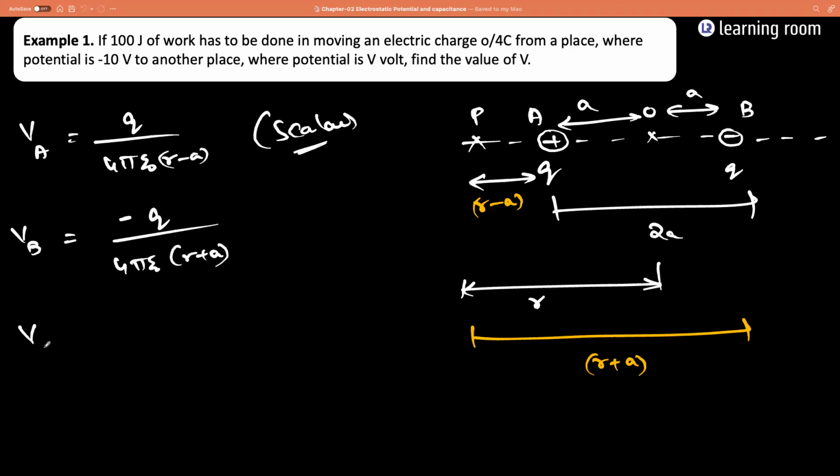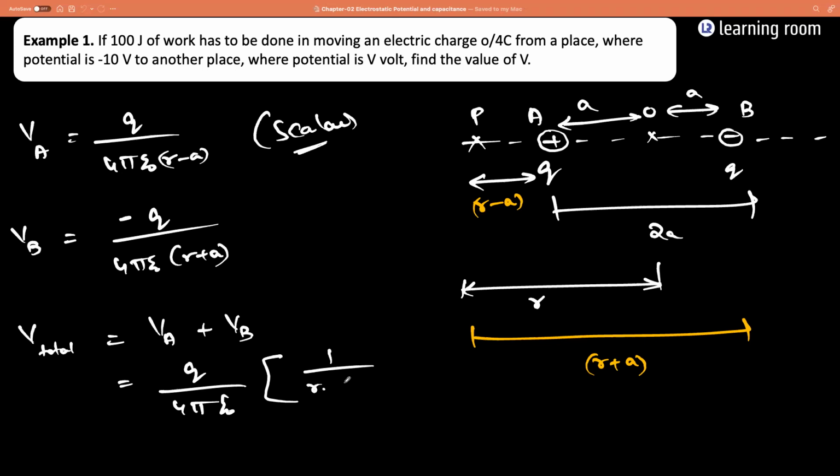Okay. So total potential is equal to VA plus VB. So it will be Q divided by 4 pi epsilon naught into 1 divided by R minus A plus 1 divided by R plus A. But here you have a minus sign. Is that clear? So what will you do next?